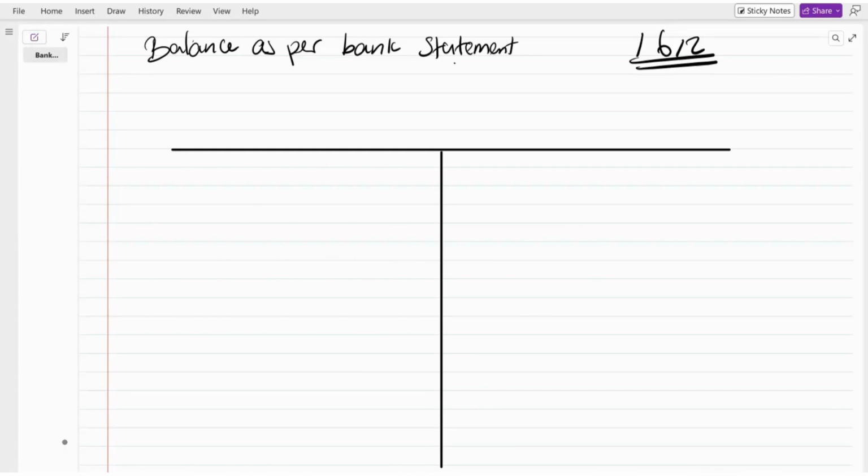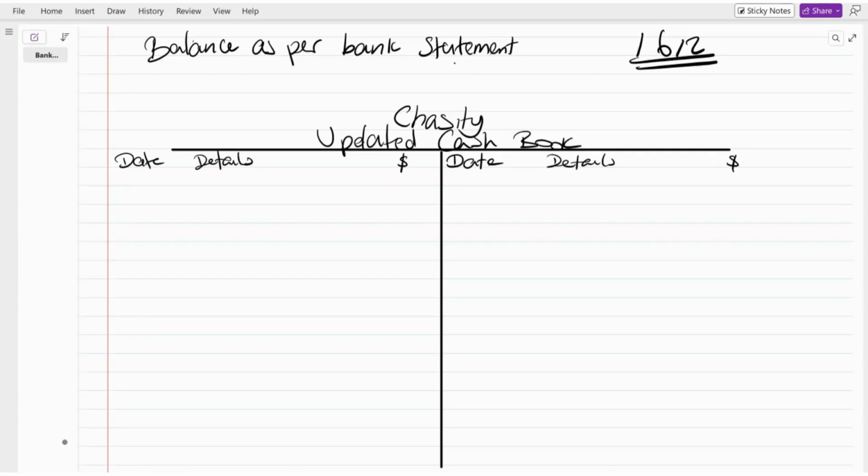So here we have Chastity. This is the name of the company. And this is our updated cash book. And let's put in our details. We would have date, details, and the amount. We do the same thing on the debit side. Date, details, amount. Right?